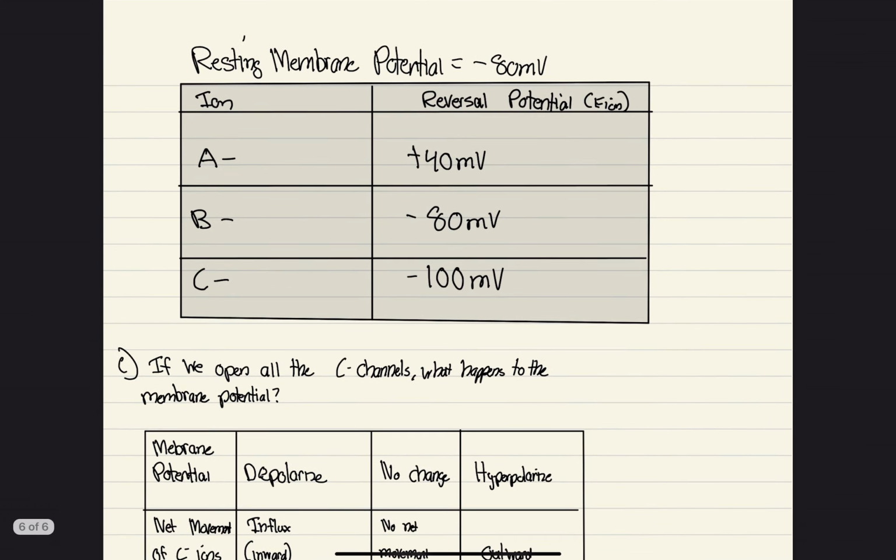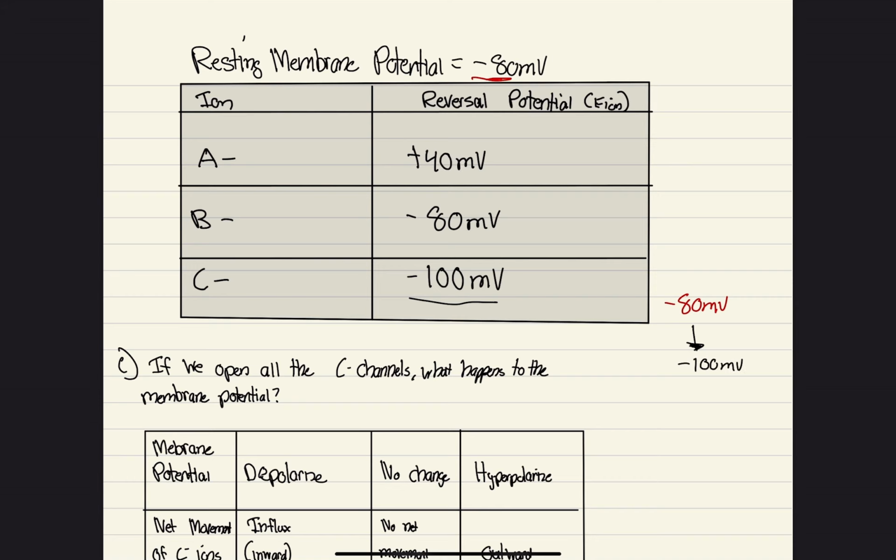If we open all the channels, the C channels, so ion C channels, what happens to the membrane potential? Okay. So we were given that the membrane potential is -80, right? So we start at -80. And if we open all the channels, we want to get to -100. That is our goal, right? So our goal is -100. That's what this is saying.